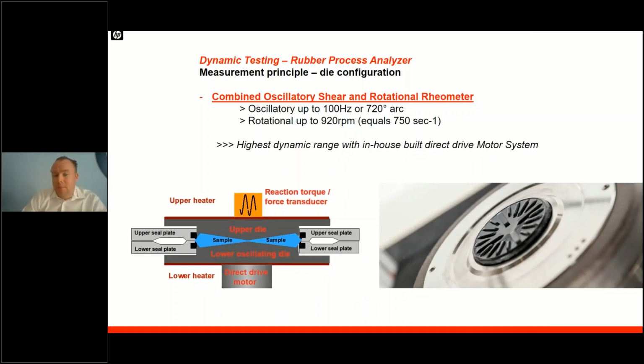This system is enabled by a new direct drive motor, a motor that we manufacture in-house, tailored to the requirements of the RPA. The lower die can oscillate, but also can continuously rotate. The lower die can be moved upwards and downwards, varying the die gap, controlling the sample to a constant pressure to account for any die gap change or sample shrinkage, to always have, with profiled dies, complete slippage-free test results.